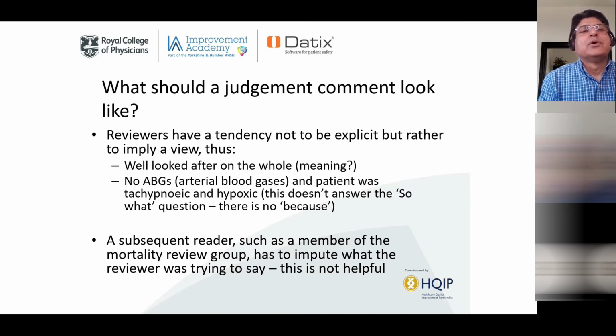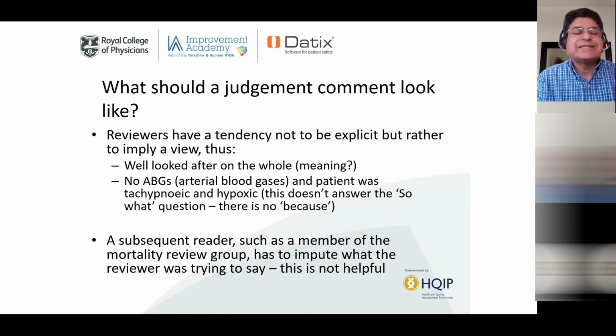What was the point? The second example they have mentioned is no arterial blood gas analysis done, and the patient was hypoxic. This does not answer the next question: what do you want to tell? So the reviewer has to mention very clearly that because of this, the arterial blood gas was not done and the patient was in need of it. So is it explicitly mentioning the reason?